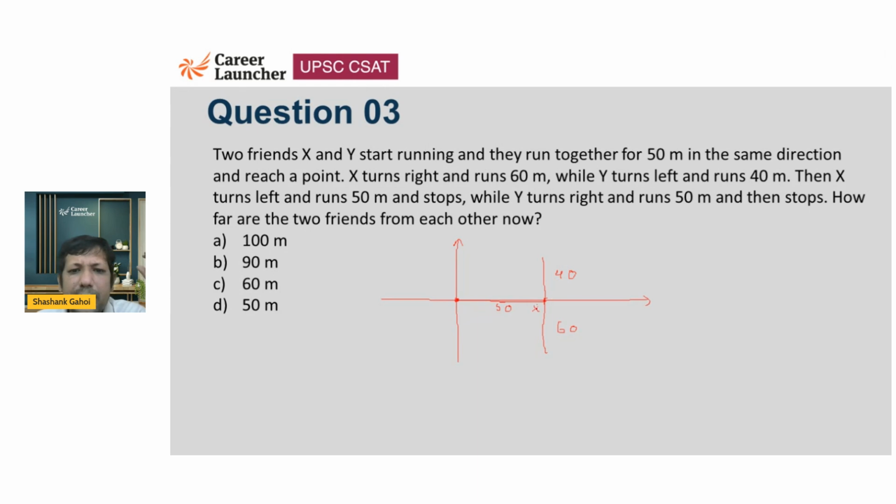So this is not the point X, this is something else. Now this one is X and this one is Y. Then X turns left. If X is turning left, left means this direction.